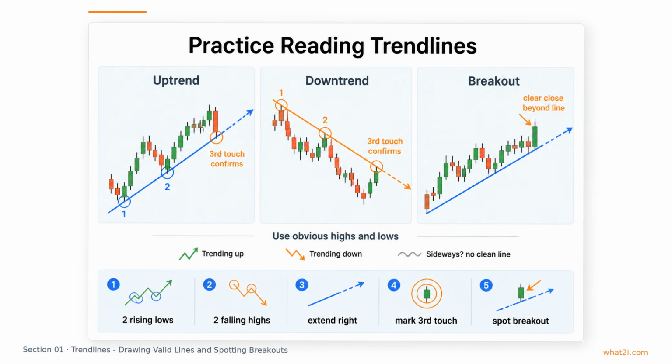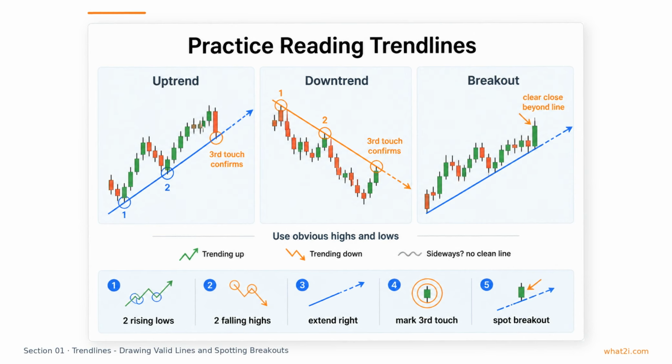The best way to build confidence with trend lines is through repetition on real charts. Practice drawing an uptrend line using 2 rising lows and a downtrend line using 2 falling highs, then extend both lines forward. As price continues to unfold, notice whether a third touch confirms the line or whether the chart starts to break down. Also, pay attention to what counts as a real breakout versus a brief false move.